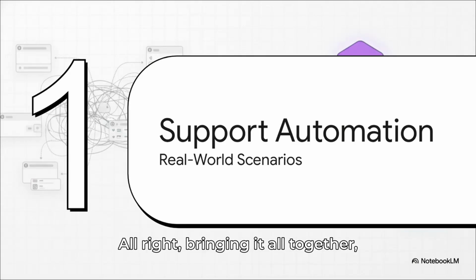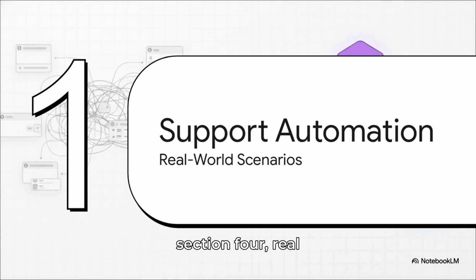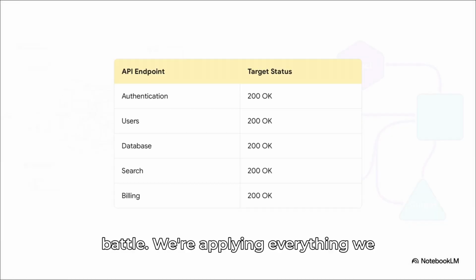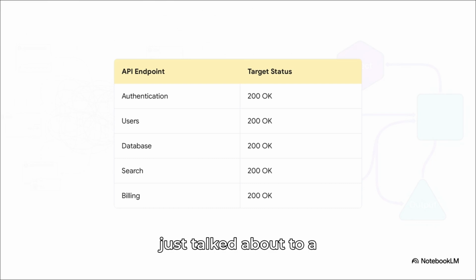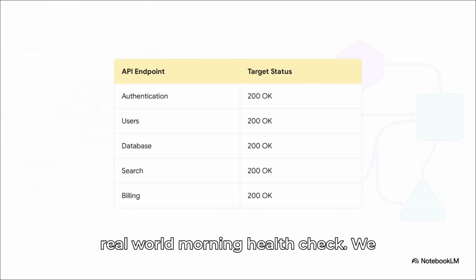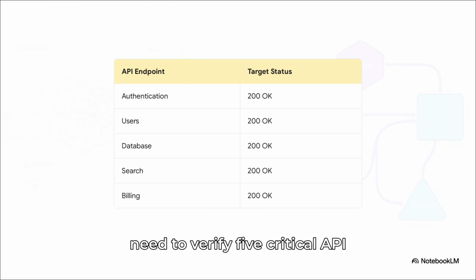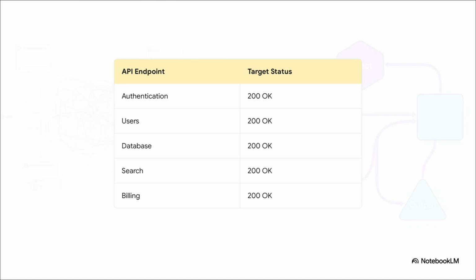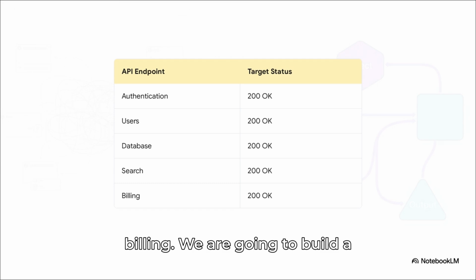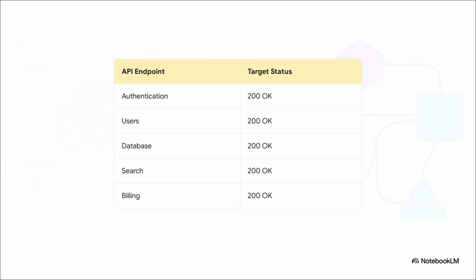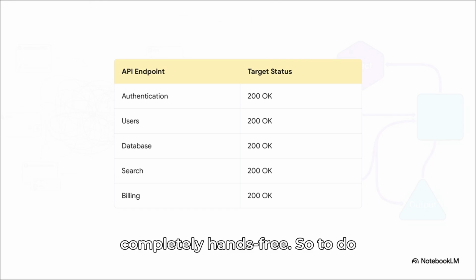All right, bringing it all together. Section 4, Real Support Scenario Automation. Okay, it is time for the boss battle. We're applying everything we just talked about to a real-world morning health check. We need to verify 5 critical API endpoints: authentication, users, database, search, and billing. We are going to build a flow that automatically hits all 5 of these endpoints sequentially, checks their status, and logs any failures, completely hands-free.